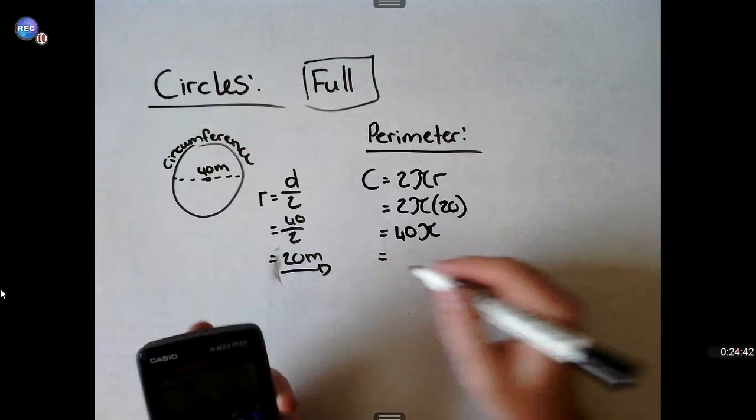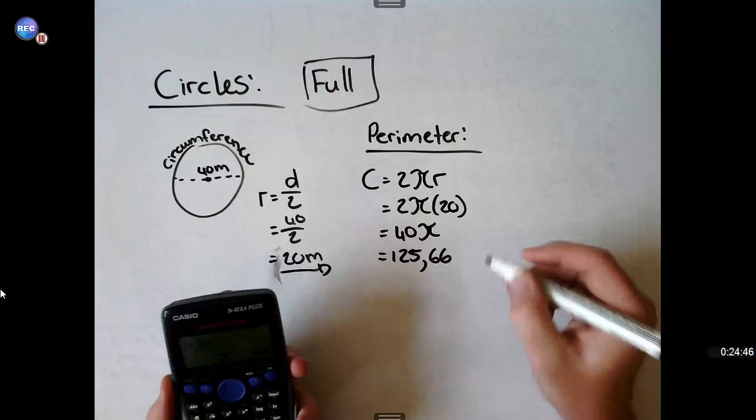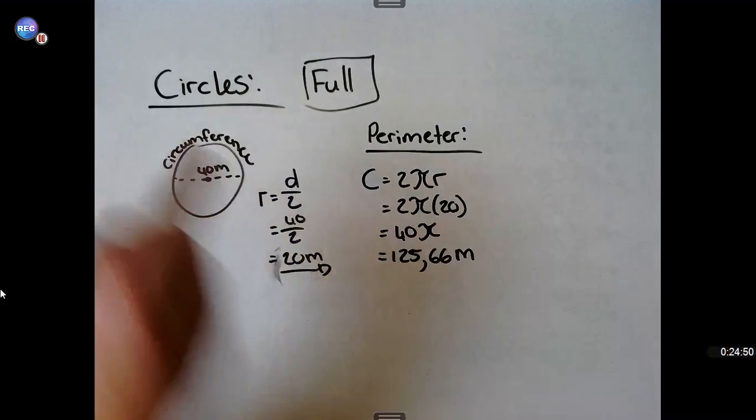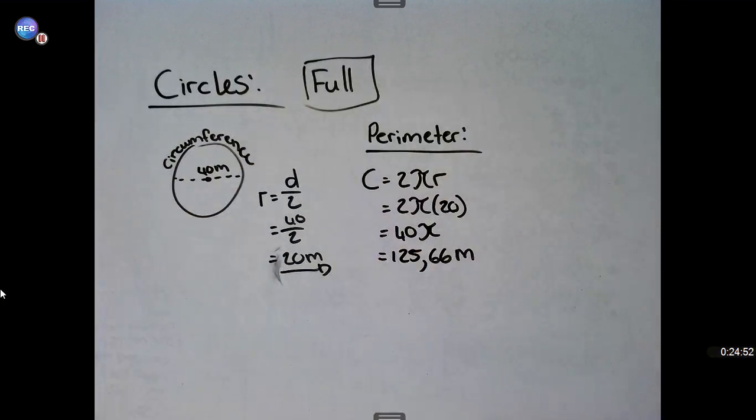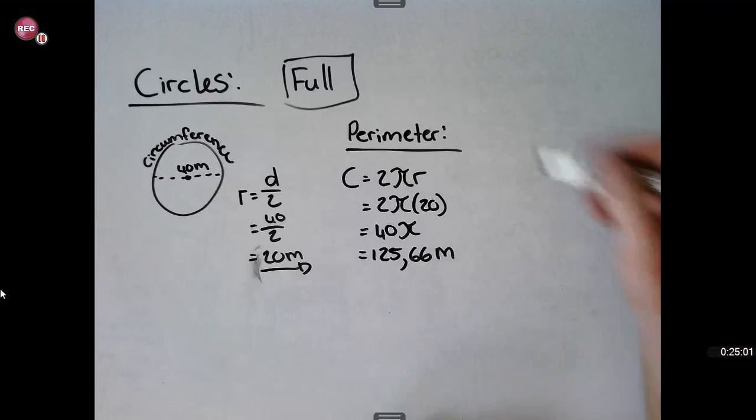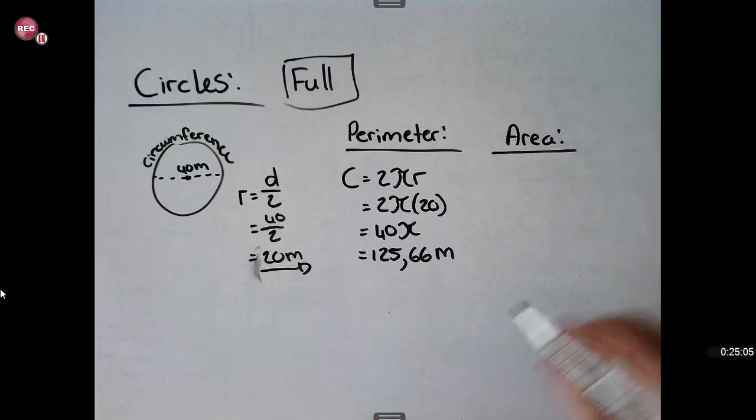Okay, so at this stage we'll have 125,66 meters, and that would be the distance around this full circle. Okay, now to calculate the area for this circle. I just want to move my board over because I think I want to do area right next to it here. So the area over here would obviously be as follows.